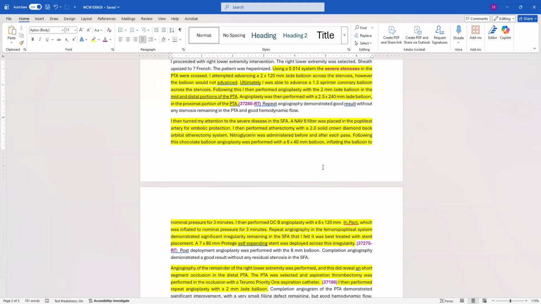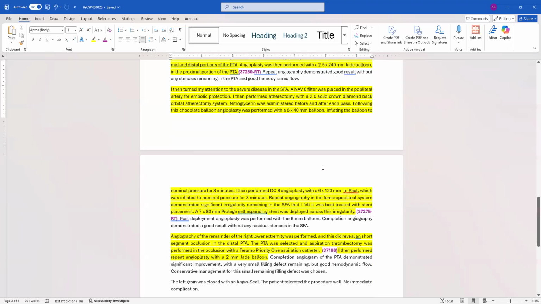And I underlined mid and distal portions of the posterior tibial artery because this is going to come into play in just a moment when we're looking at another procedure that occurred. So at this point, we have an angioplasty in that posterior tibial artery. So we're going to code that to the tibial peroneal territory, and it's a straightforward lesion in this particular instance. So that ends up being a 37280 for that angioplasty of a straightforward lesion.